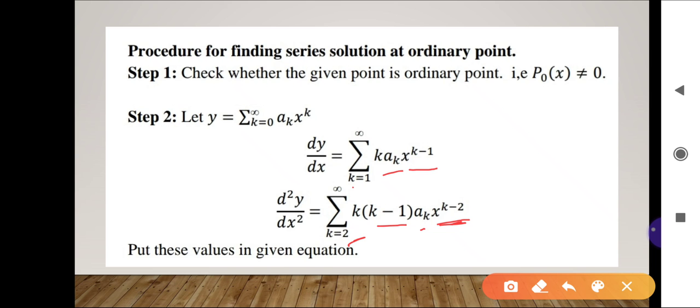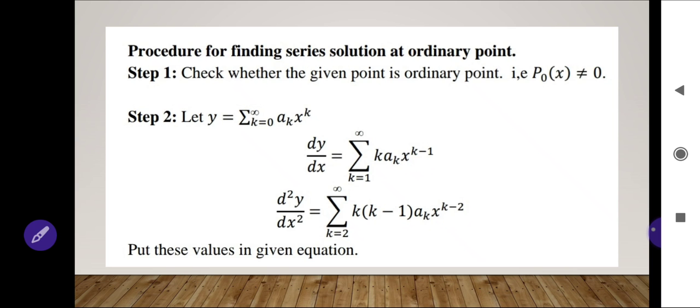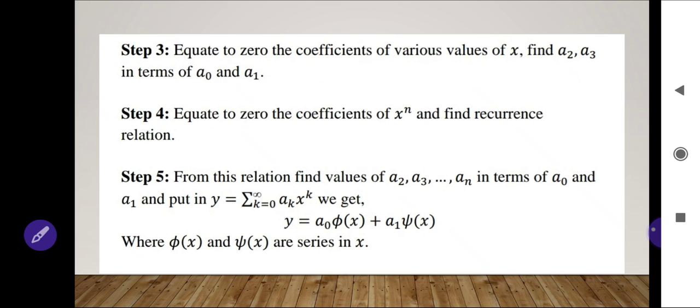Now put the values of y, dy by dx and d square y by dx square in our equation number 2, which is p0 that is d square y by dx square plus p1 of x upon p0 of x dy by dx plus p2 of x upon p0 of x into y equals 0. That is equation number 2. We have to put all these values of y, dy by dx and d square y by dx square in that equation. After putting these values in that equation and simplifying, we will get a series.